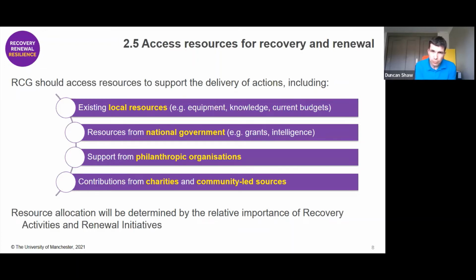Where are there existing local resources? So maybe current budgets being used differently. Where there are national resources, some grants coming through that might be able to provide support. Where philanthropic organisations might be willing to invest and to accomplish their aims. Charities and other community sources, but really it's about understanding where the resources are and trying to tap into some of those so that the important activities within recovery can be supported, and then starting to lay foundations for renewal initiatives.